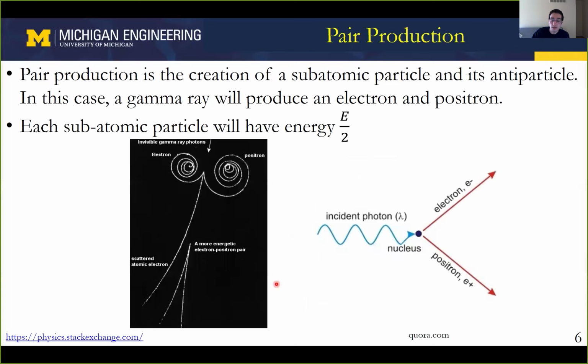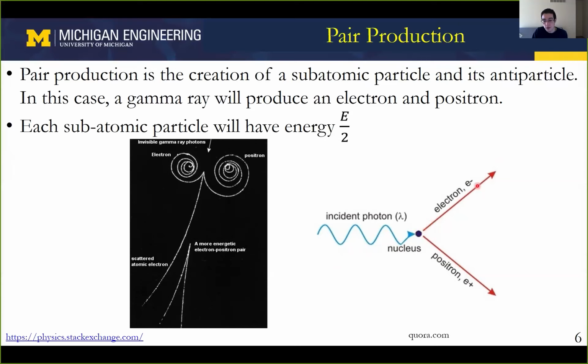The final gamma matter interaction is what's known as pair production. Basically, when some kind of energy gets deposited, you create a particle and an antiparticle. So this is summarized by this cartoon. This gamma ray comes in, and then an electron and positron get produced.